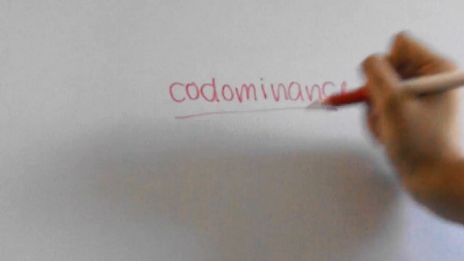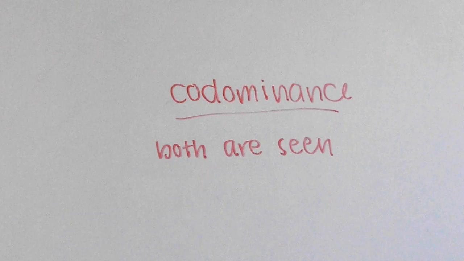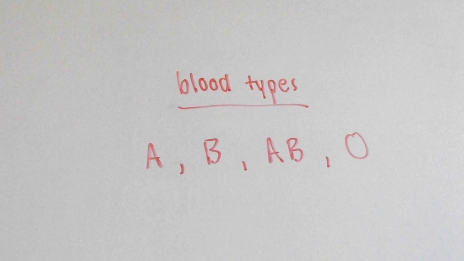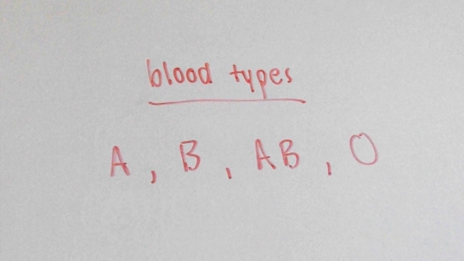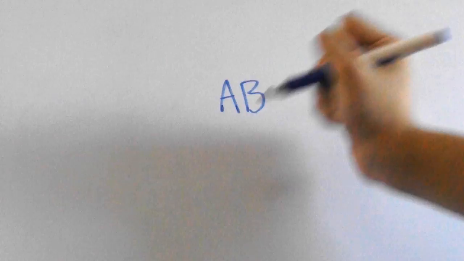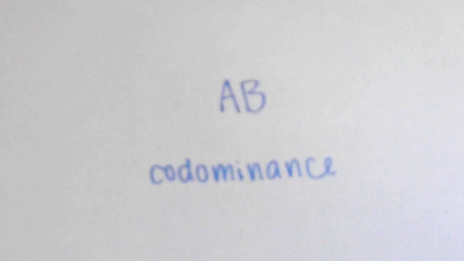This one is kind of like incomplete dominance, except there isn't an intermediate phenotype. Instead, there's a phenotype in which both characteristics are seen. A really common example of this would be blood type. You know, there's blood type A, B, AB, and O. But we can determine this on a genetically molecular level. The fact that there's a blood type AB shows that codominance is occurring.